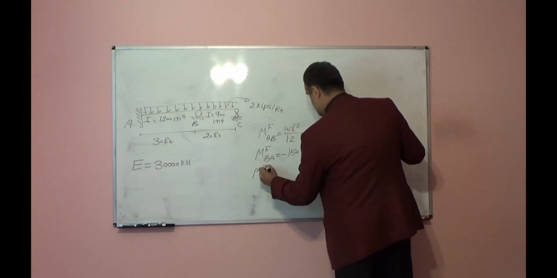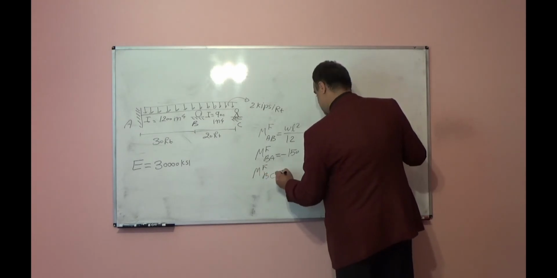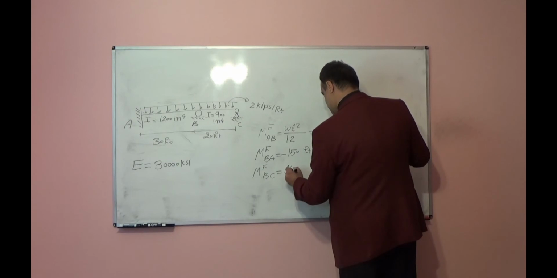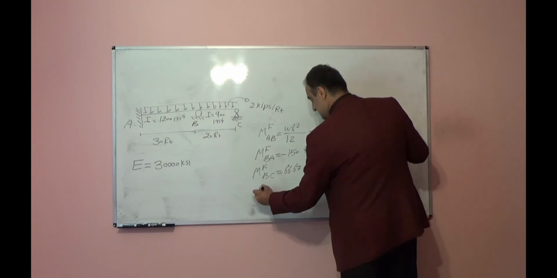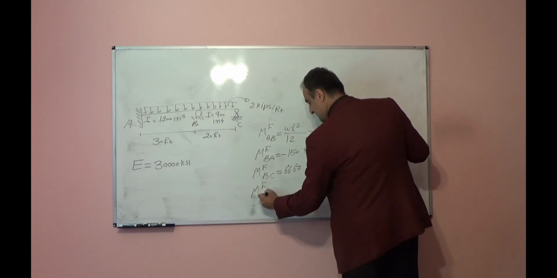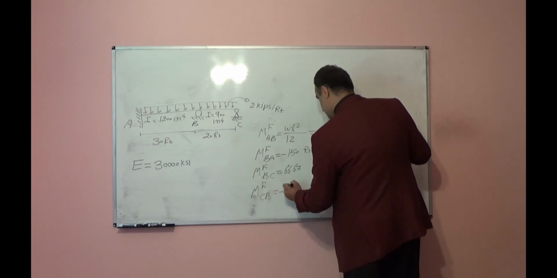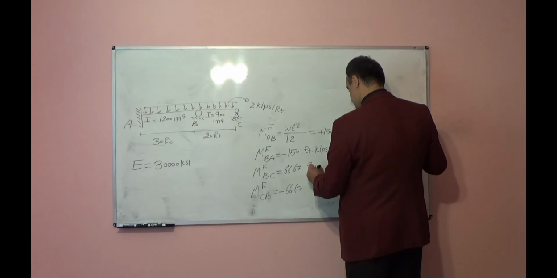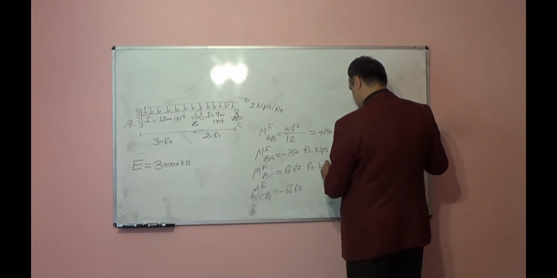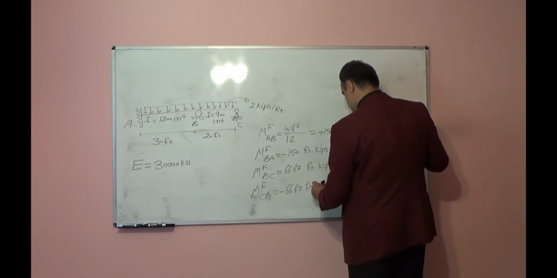For BA it will be negative 150 feet kips. For BC it is equal to 66.67. For CB it will be equal to negative 66.67 feet kips.